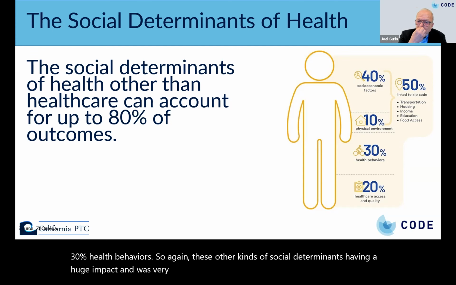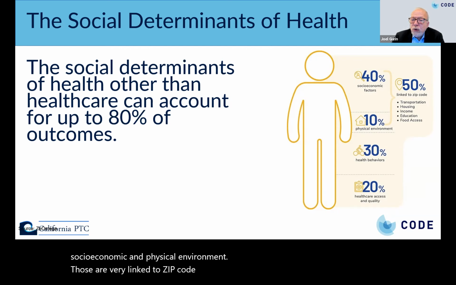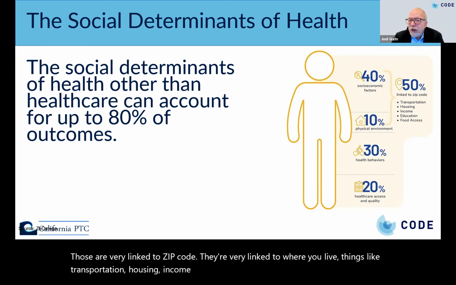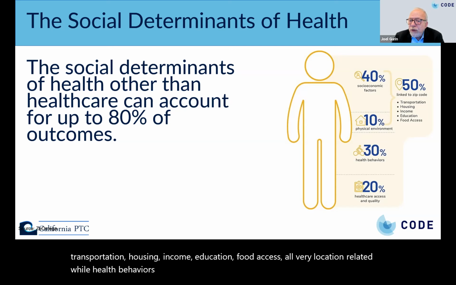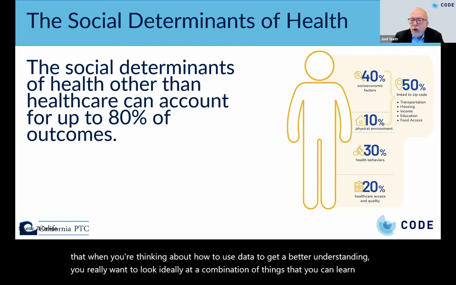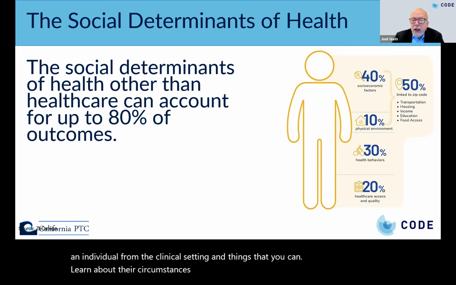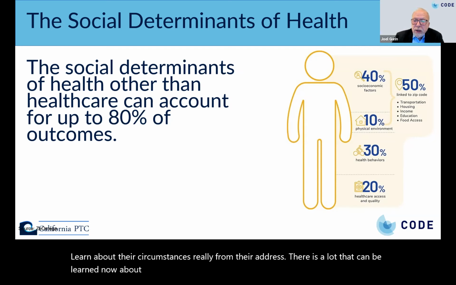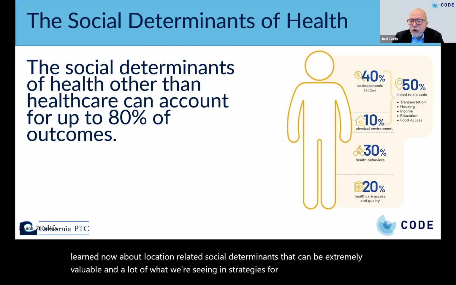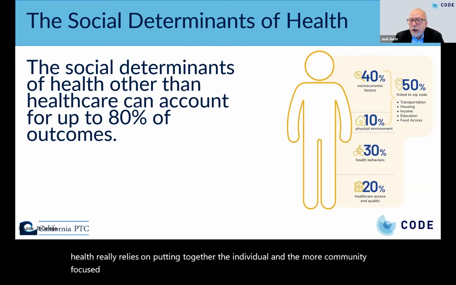And what's very interesting here is if you look at those top two, socioeconomic and physical environment, those are very linked to zip code. They're very linked to where you live. Things like transportation, housing, income, education, food access, all very location related, while health behaviors are, of course, much more individual. So what that means is that when you're thinking about how to use data to get a better understanding, you really want to look ideally at a combination of things that you can learn about an individual from the clinical setting and things that you can learn about their circumstances really from their address. There is a lot that can be learned now about location-related social determinants that can be extremely valuable. And a lot of what we're seeing in strategies for positive interventions for health really relies on putting together the individual and the more community-focused, location-focused factors.